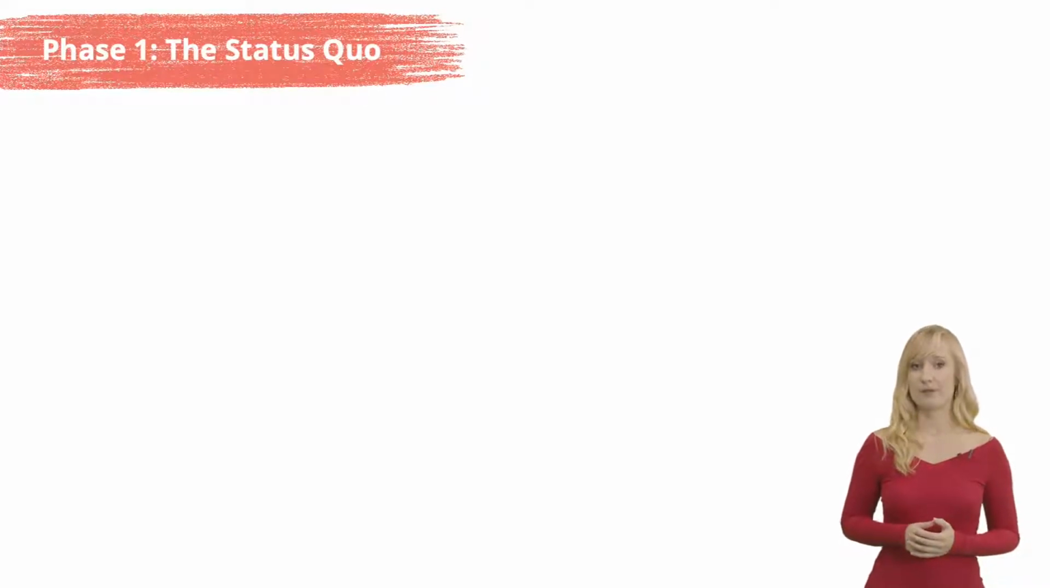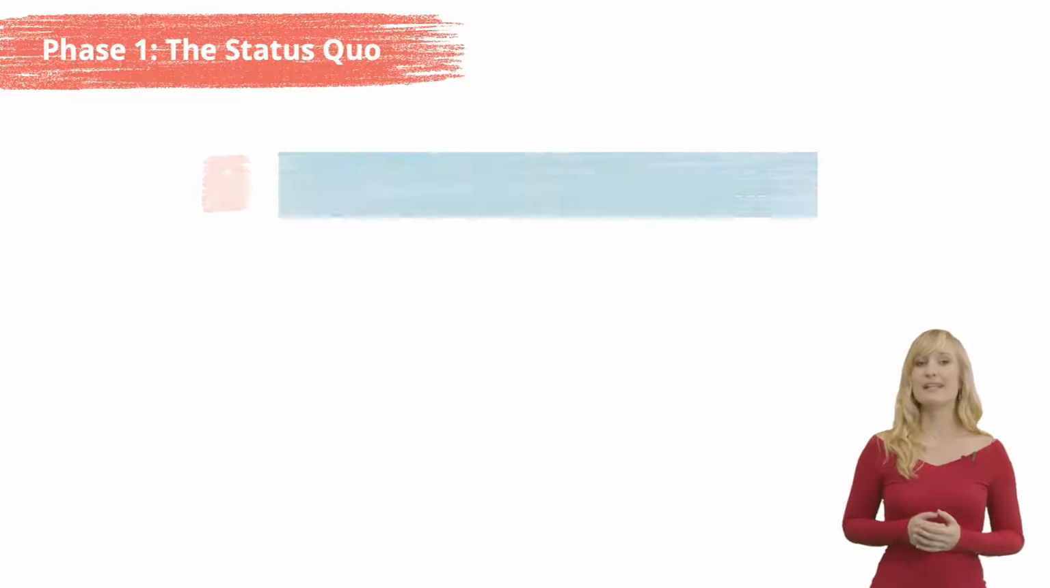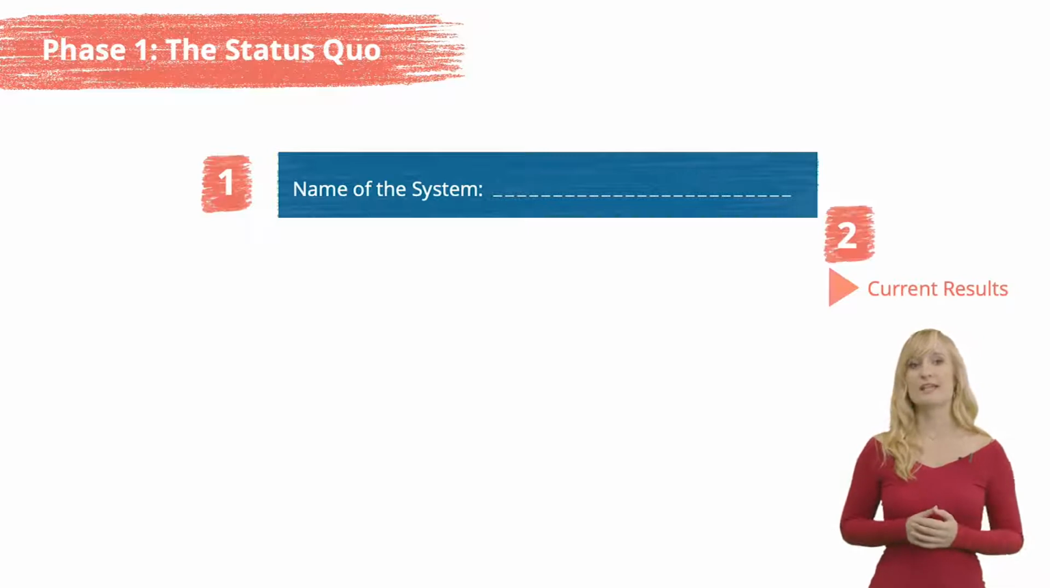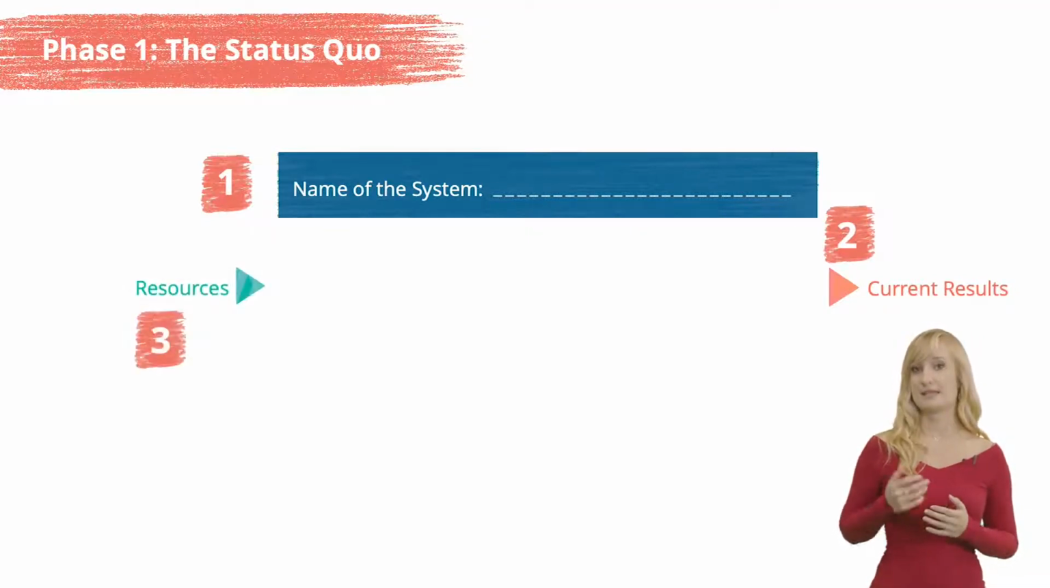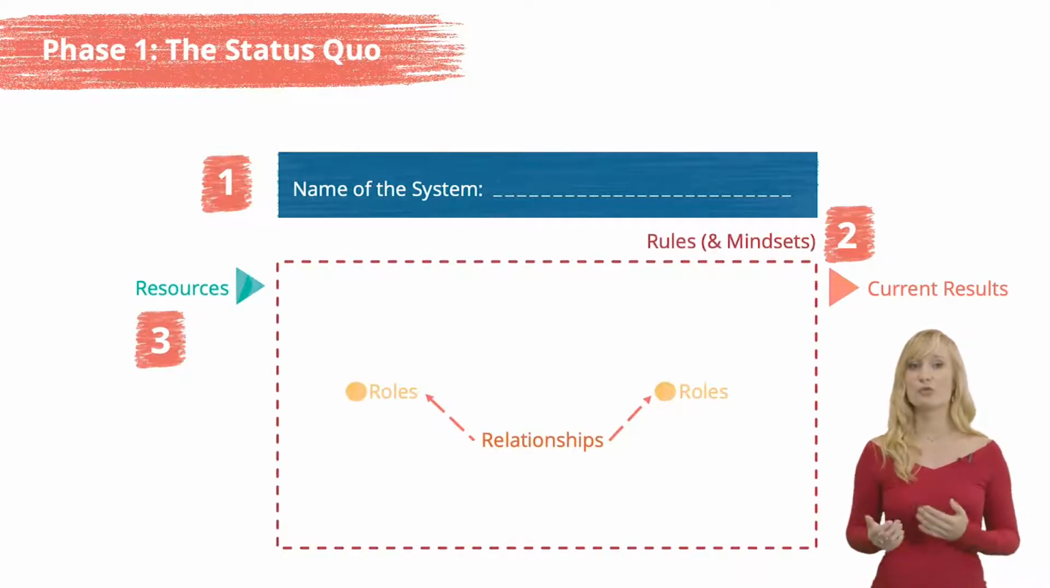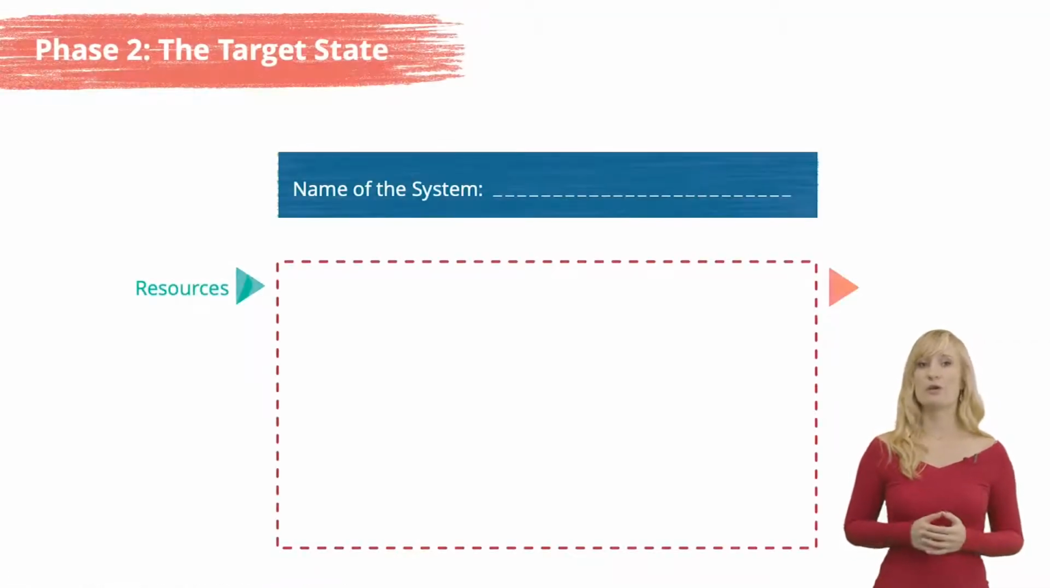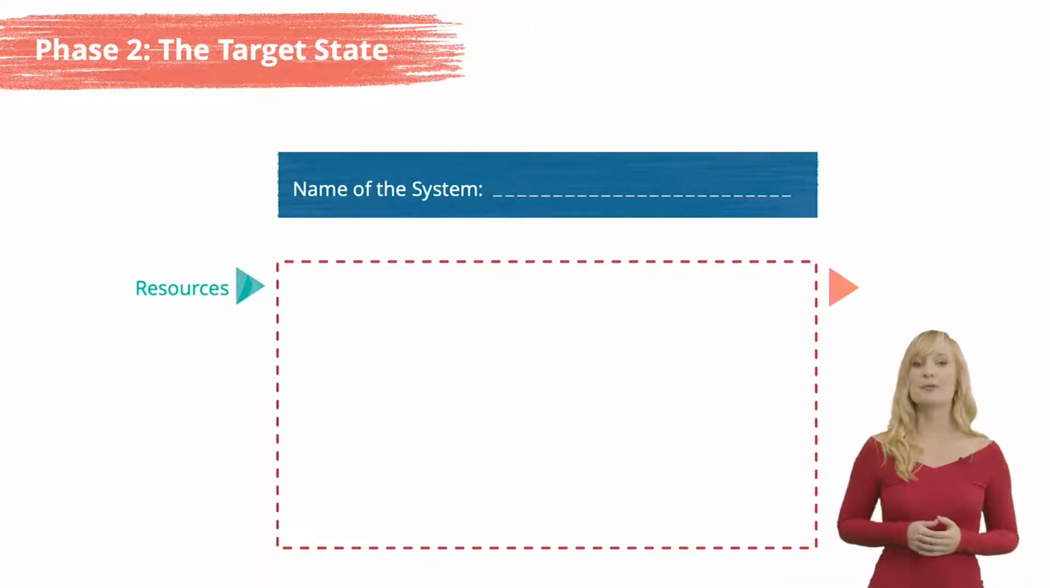Let's start with Phase 1, the status quo of the system. In step 1 of Phase 1, we start by clearly articulating the title of the system that we will work on and its boundaries and relative size. In step 2, we discuss which results the current identified system produces. In step 3, we identify other R's of the current system, the resources, roles, relationships, and rules needed to explain the results outlined before. Once we have more clarity on what our system looks like today, we can proceed to Phase 2, defining the target state of the system.